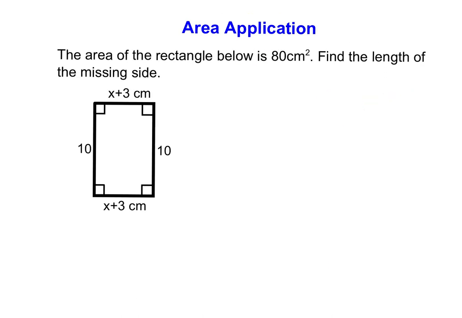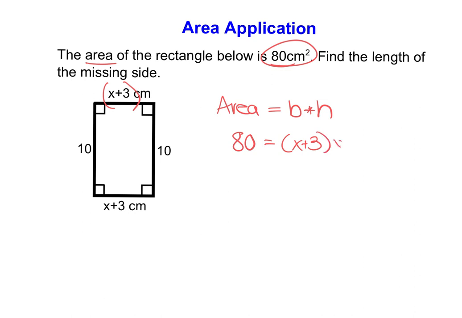So now let's try a slightly more challenging example. So here we again have area that is given to us. It says the area is 80 centimeters squared. So here I know that area is calculated by taking base times height. So I know my area is 80. My base is x plus 3, so I'm going to put parentheses around that. And my height is 10.